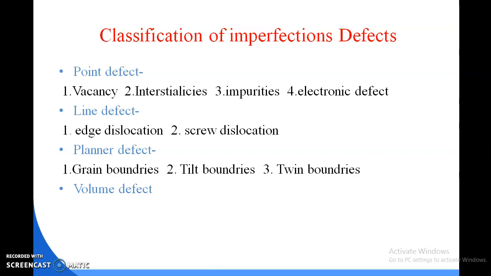And the last part is the volume defect. So there are totally 4 types of defect or 4 types of imperfection in a crystal material. That is, the first is point defect, then line defect, then planar defect, and the last is the volume defect.